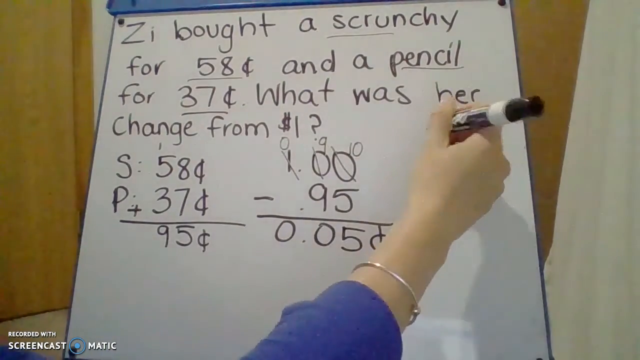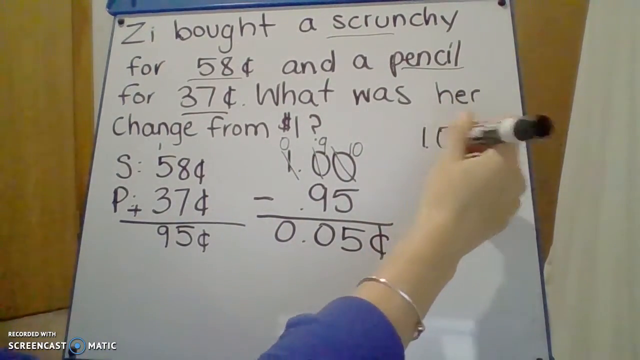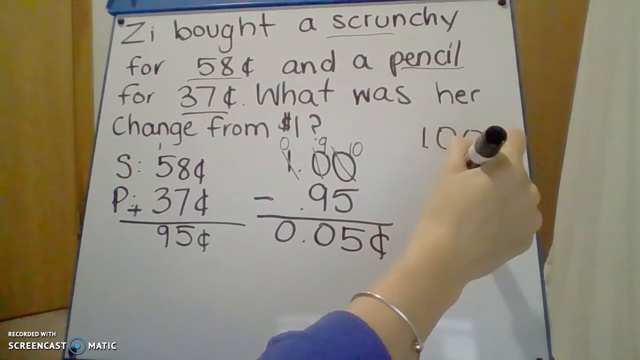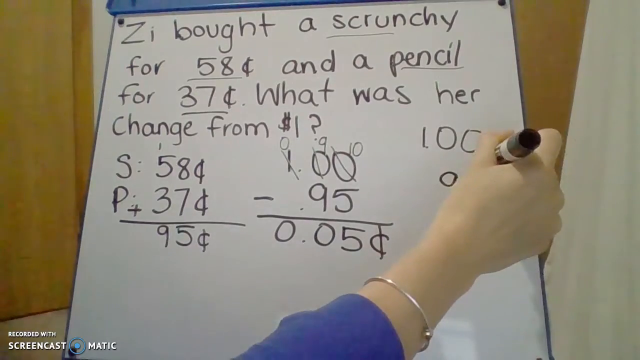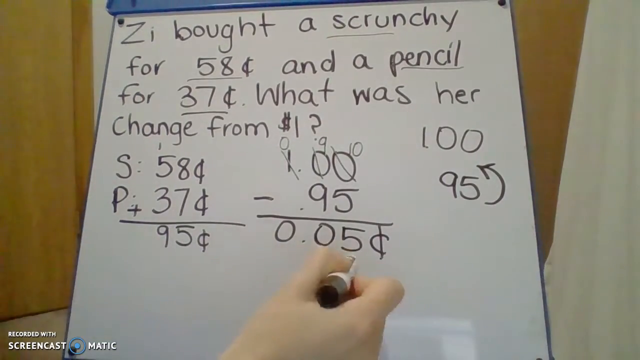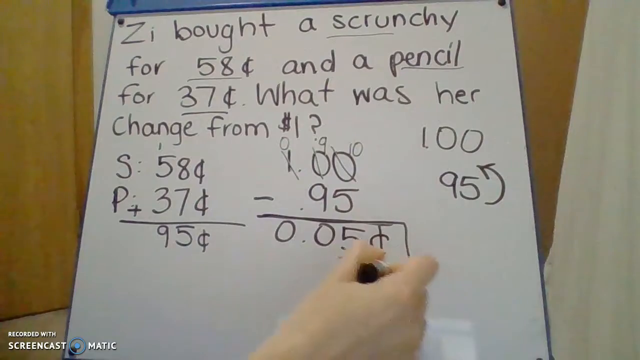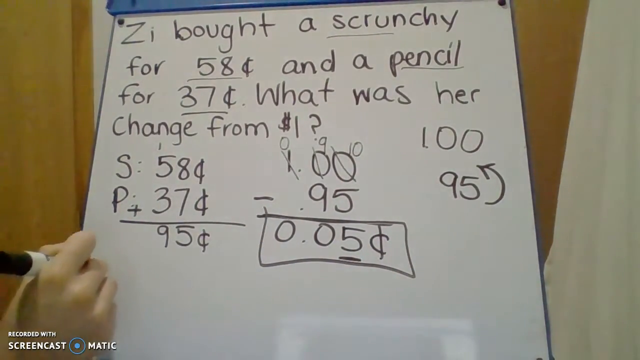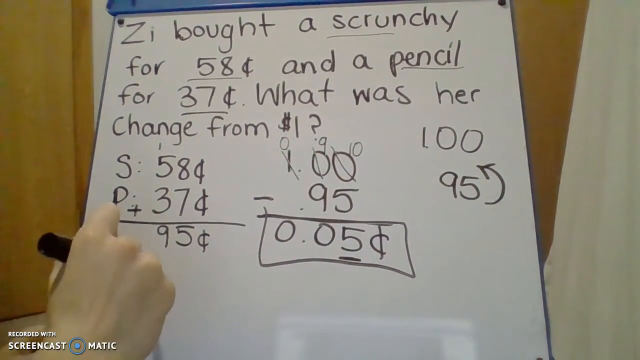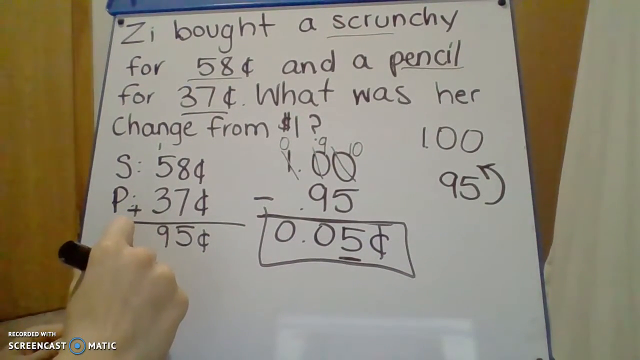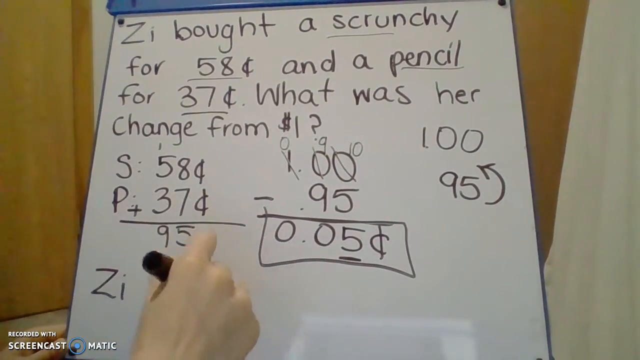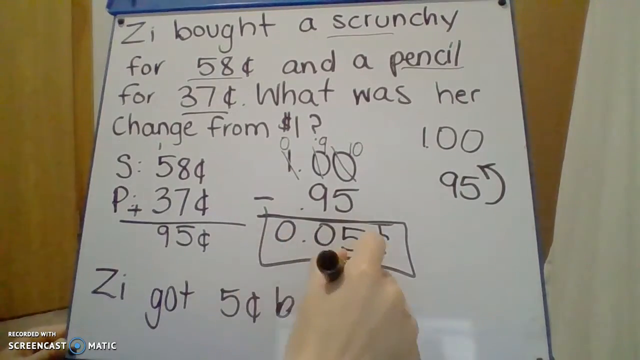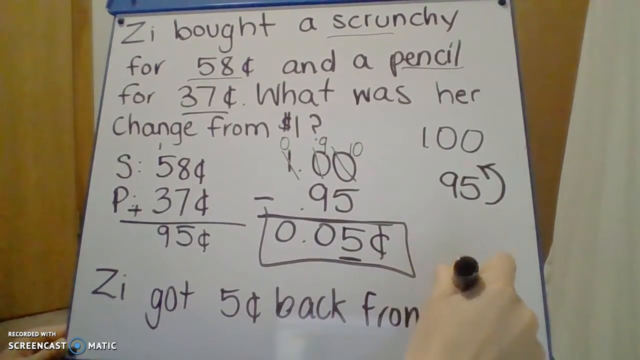And also you could think about it as, okay, this is $1 or 100, okay? And you were at 95. Well, if you're at 95, how many more do you need to get to 100? And you would need 5 more. So Zai is going to get 5 cents back. Zai got 5 cents back from $1.